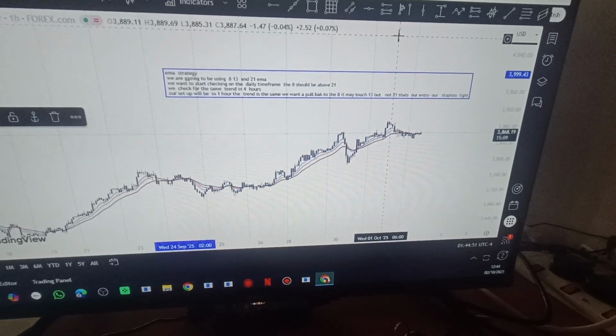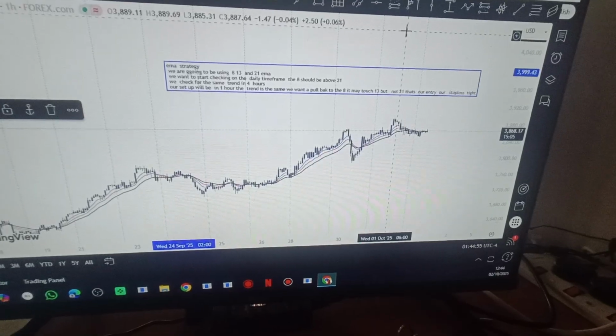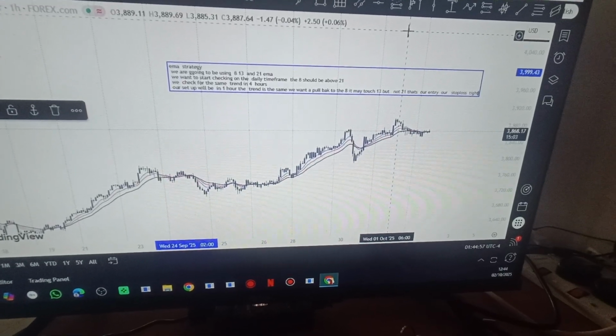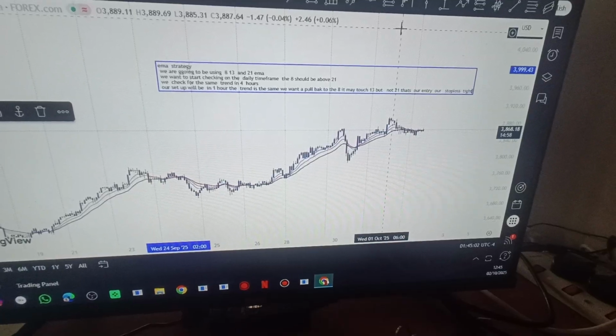Hi, so today we are going to explore another EMA strategy. This is our strategy. We are going to be using the 8, 13, and 21 EMA.